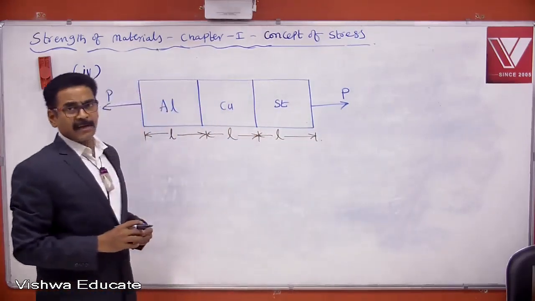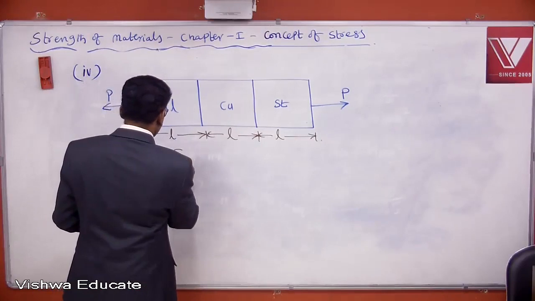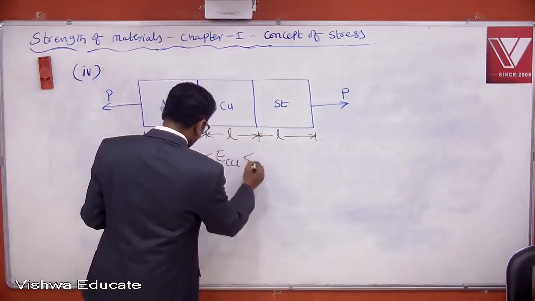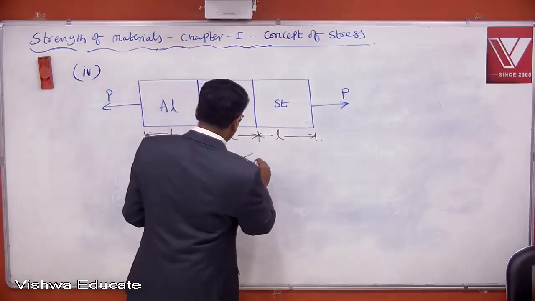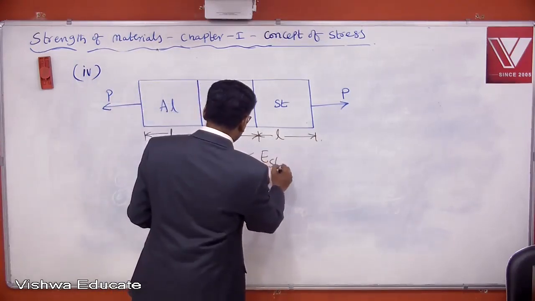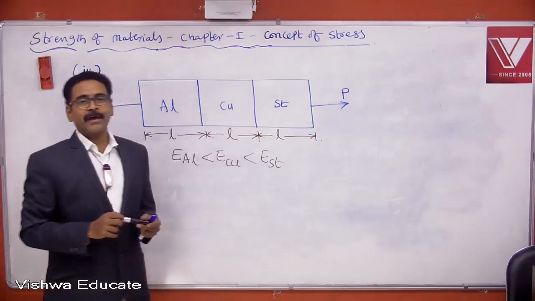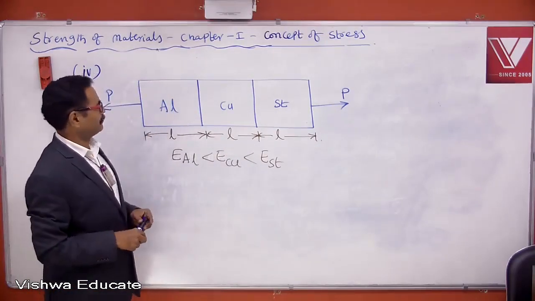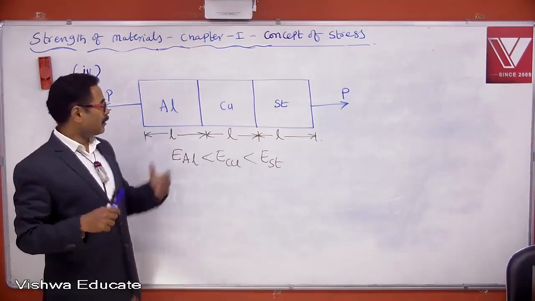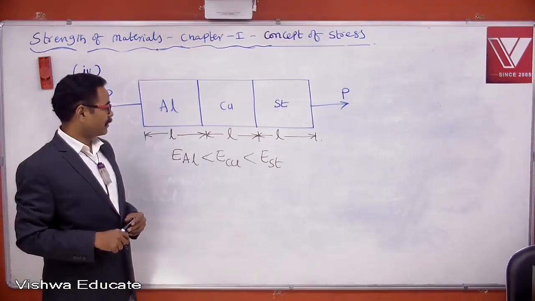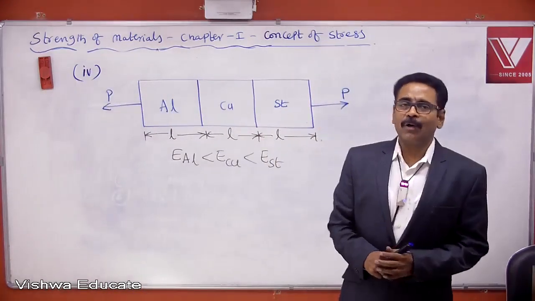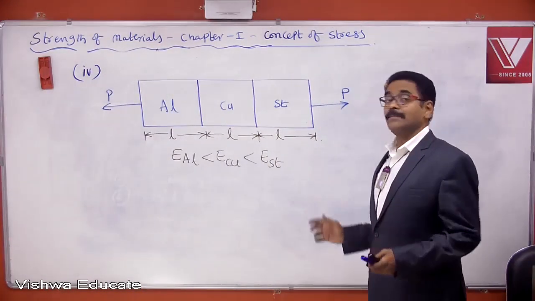And clearly they have given Young's modulus of aluminium is less than Young's modulus of copper, and Young's modulus of copper is less than Young's modulus of steel. It is a previous GATE question, a wonderful conceptual question. And what is the question? Question is like this.